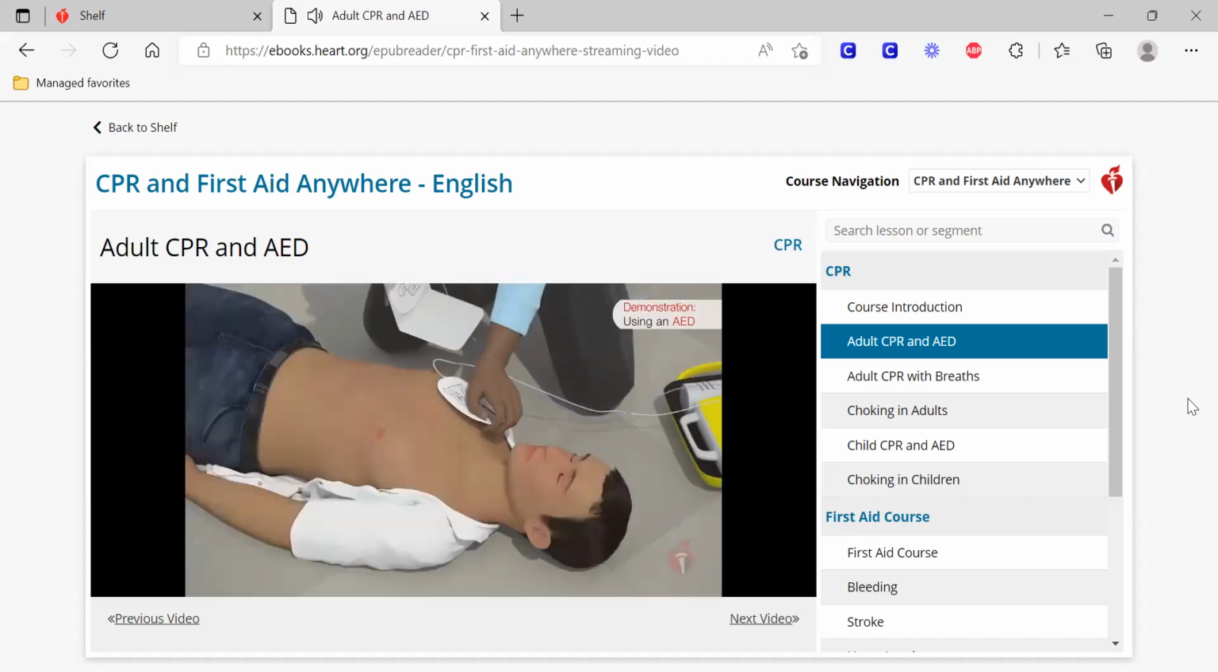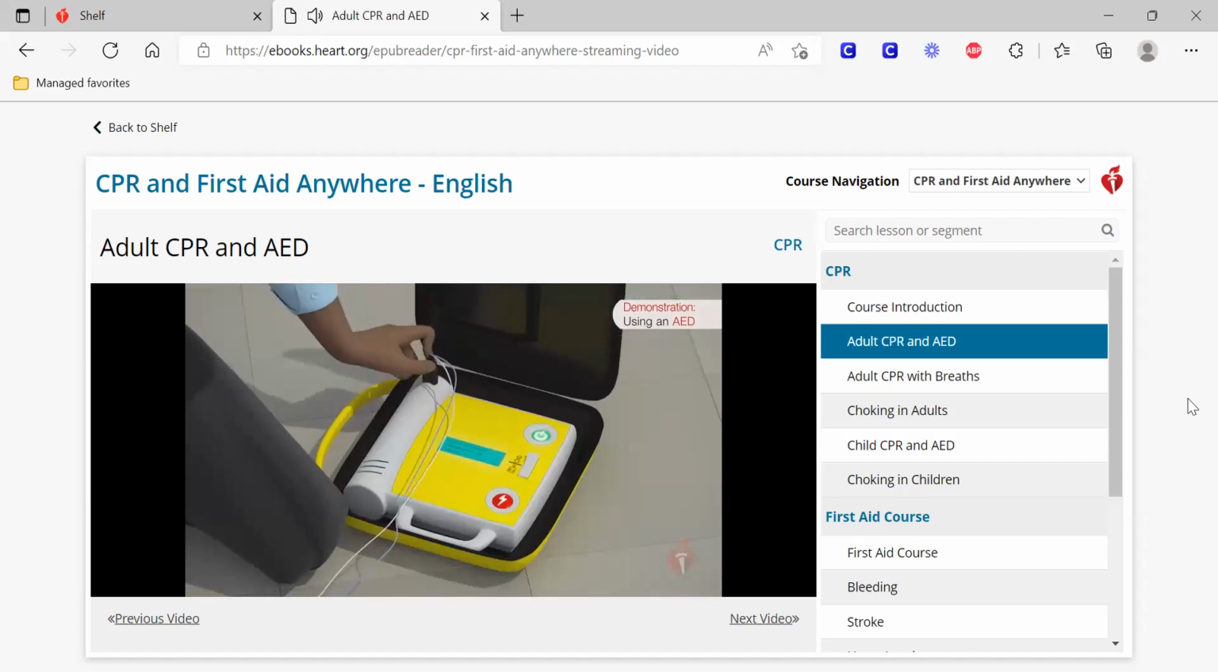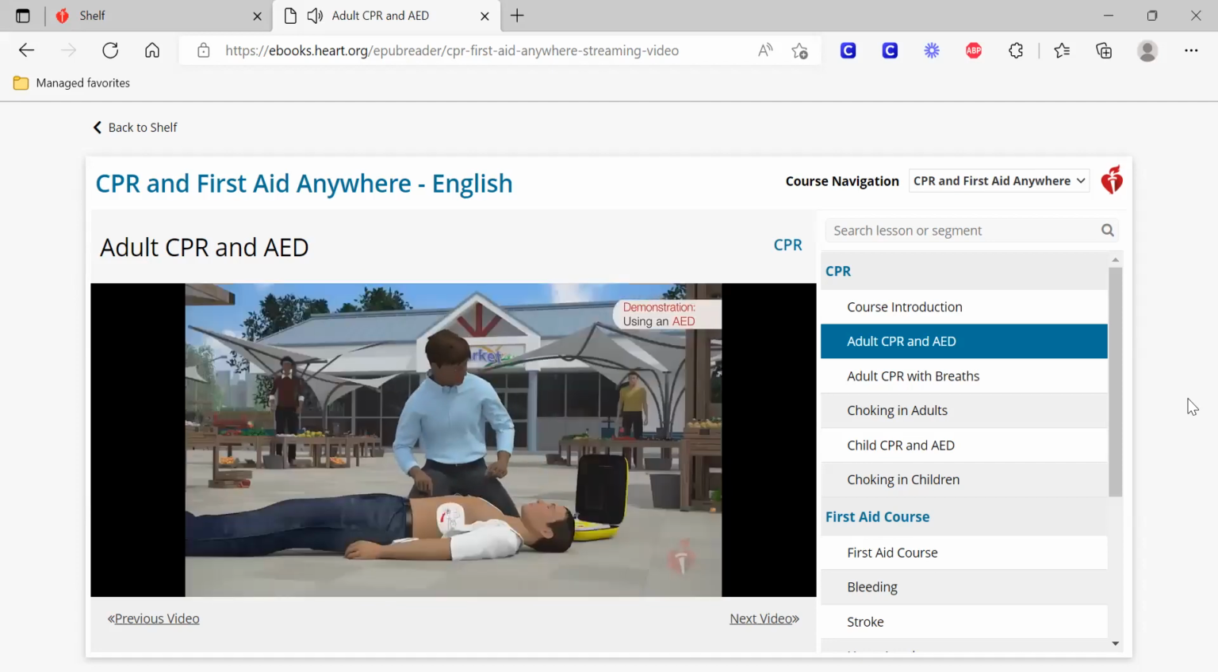Attach pads to the victim's bare chest. Some AEDs have both adult and child pads. For children 8 years of age and older, use the adult pads. Plug in pads connector. Analyzing heart rhythm. Pause to let the AED analyze.